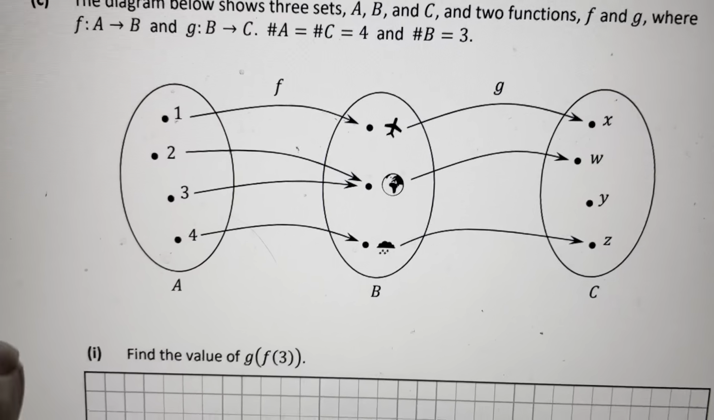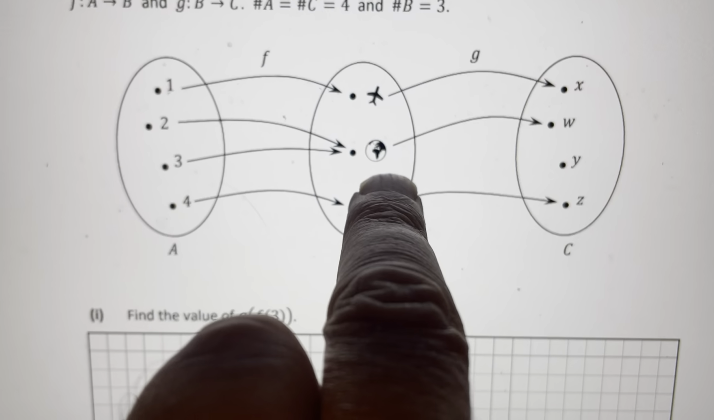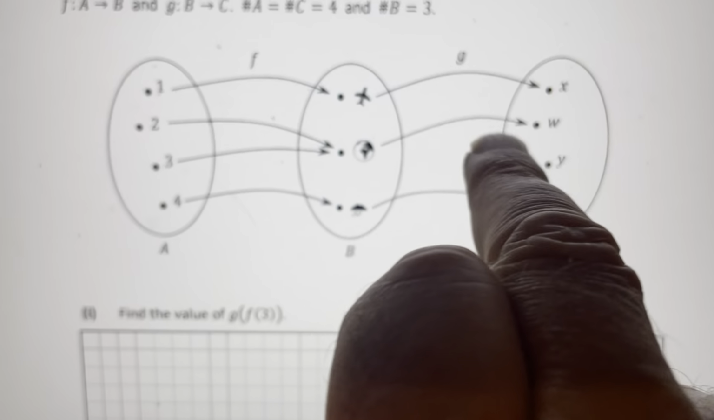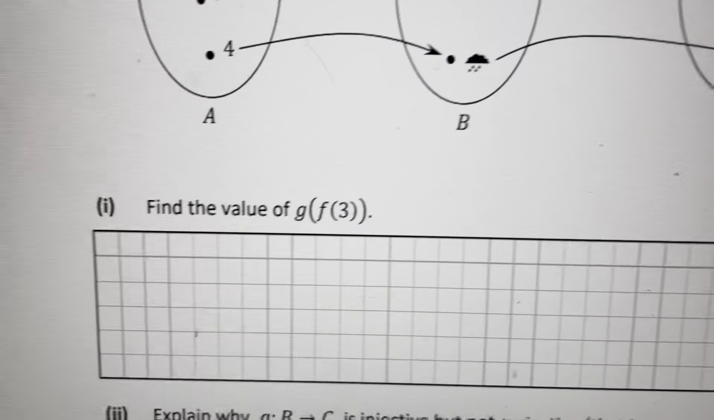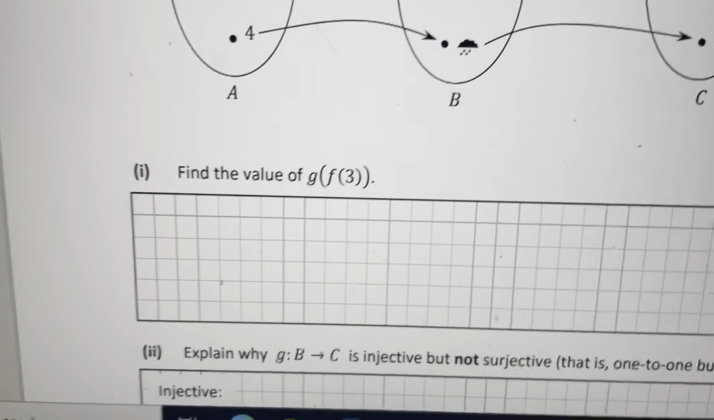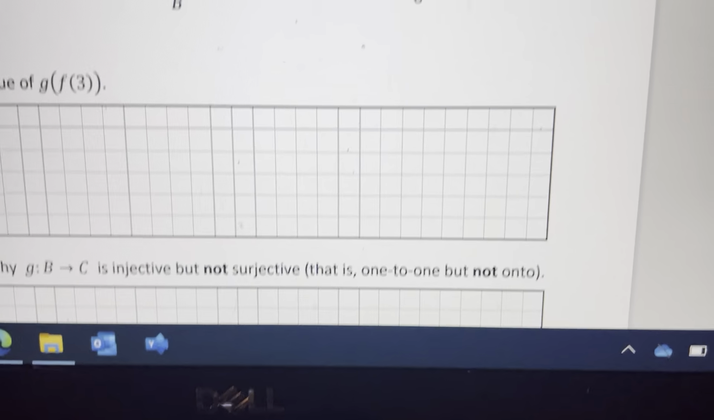Well, so you get F of 3 first. So F of 3 is this symbol here, and it's G then, which brings it to W. So the answer there is W. So that's part I of that. And then the next bit is the fiddly one.